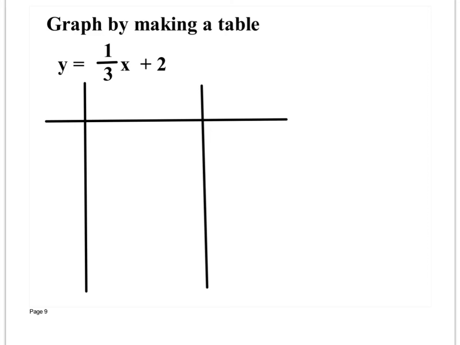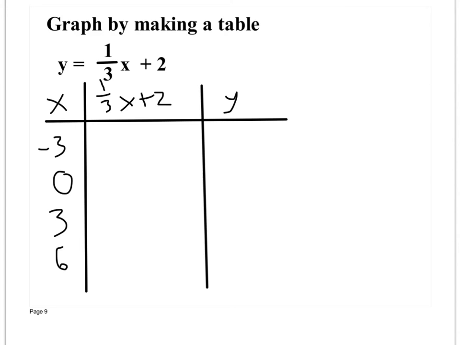All right, your problems might look like this. It says graph by making a table. So we have x here, we have y here, and what's in here is 1/3 x plus 2. What we do is we just pick some numbers. I'm going to let you pick 4 numbers. I'm going to go with -3. I'm going to go with 0. I'm going to go with 3, and I'm going to go with 6. And you'll see why I pick those numbers later.